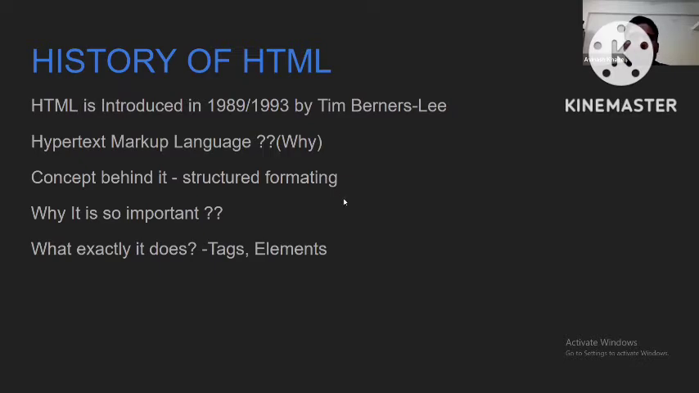So why do we need structured formatting? If we see any random text or paragraph, it should have some meaning and some user interface, so that every user can feel it and differentiate the things of the website. So for that reason, in HTML we have different tags, and with the help of those we develop the website. So what are tags and elements?